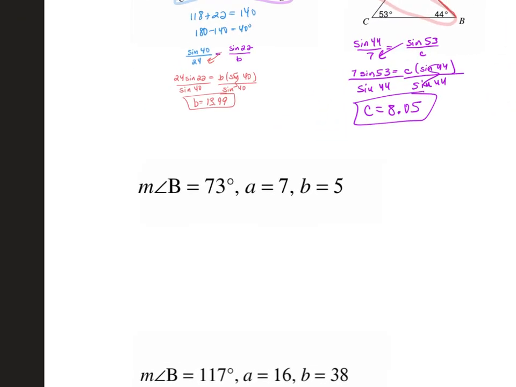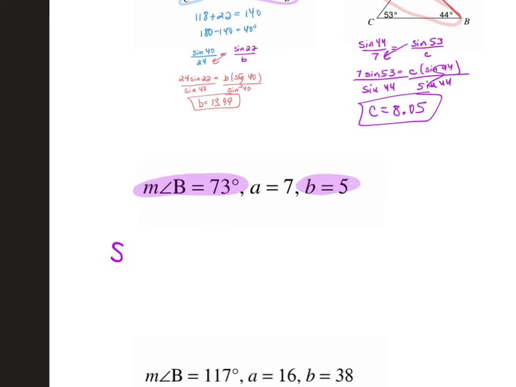I don't have a picture here, but I have enough information to solve without the picture, because what do I need in order to set up my first proportion? We need an angle and its corresponding side. Do I have that? Yes, so let's just go ahead and set up our proportion. I have the sine of 73 over 5 equals what?